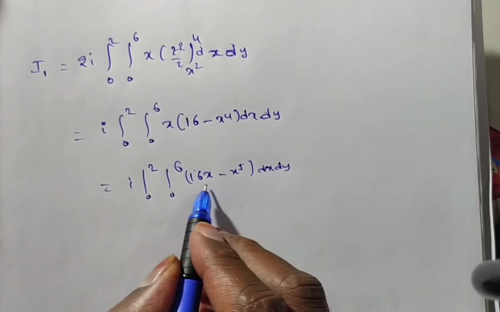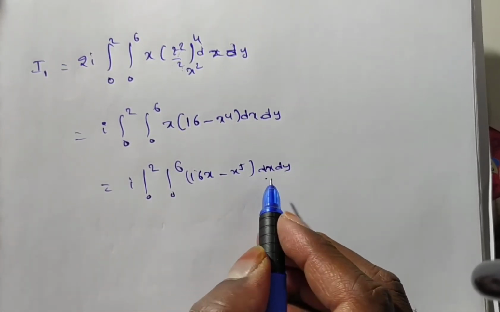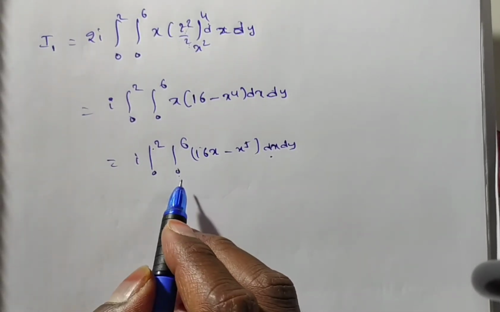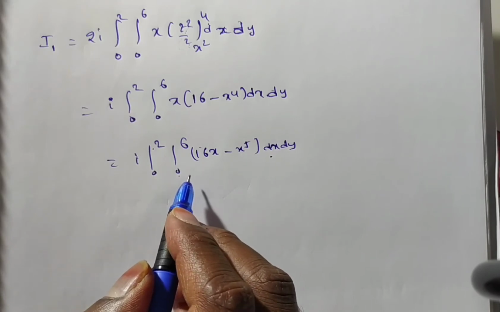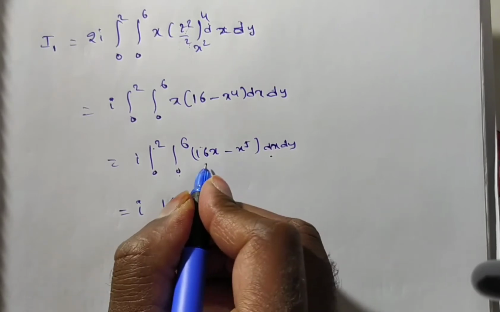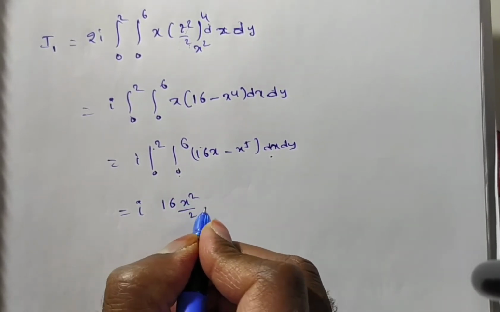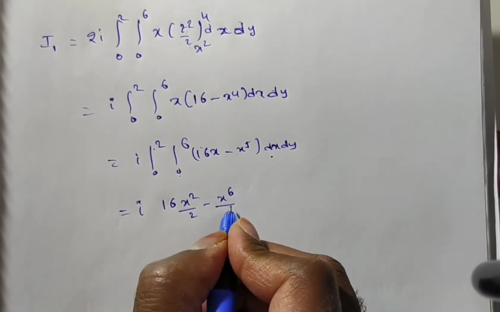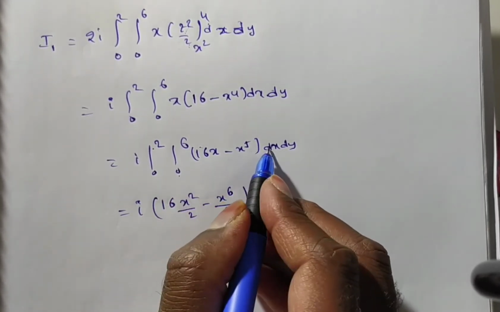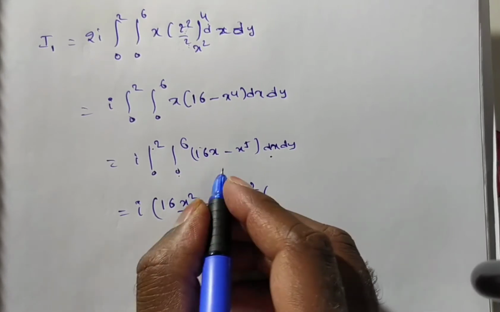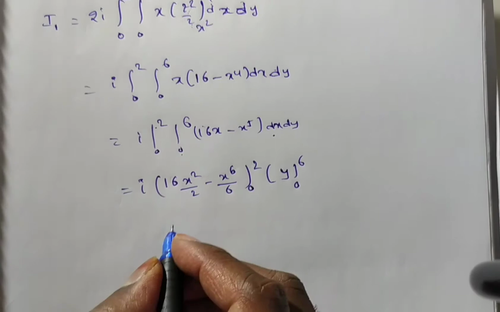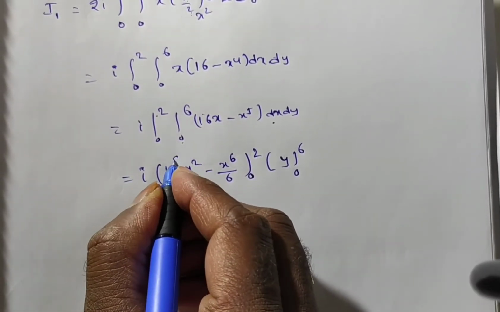Friends, now we have to integrate this integrand with respect to x and also y. But here you observe x limits are independent and y limits are also independent. So in this case, irrespective of order you can do it. So i times, first I am doing integration with respect to x: 16x square by 2, minus x to the power of 5 integrates to x power 6 by 6, with limits from 0 to 2. Next the coefficient is 1, and the integral of dy is y, with limits from 0 to 6. Now you have to simplify this. 2 ones are 2, 2 eights are 16.